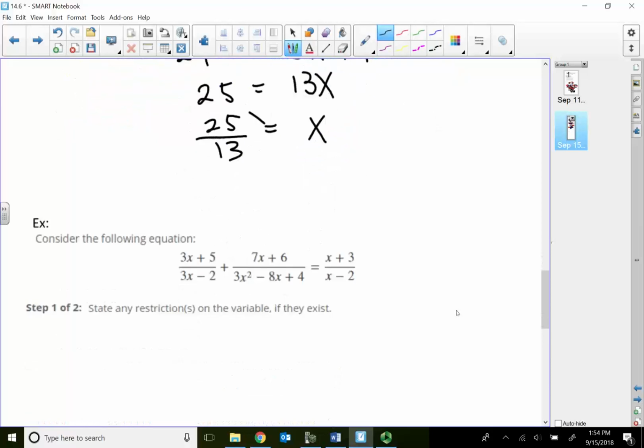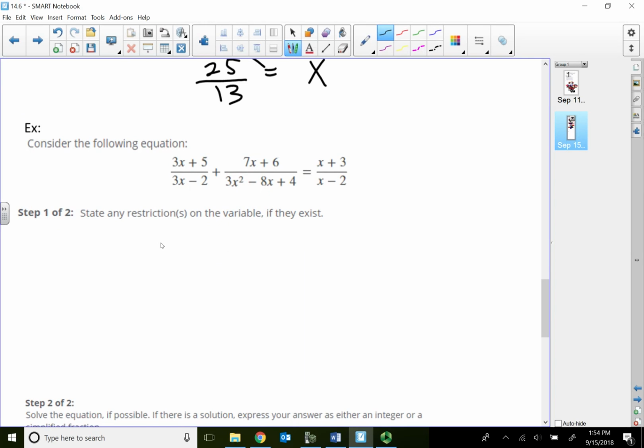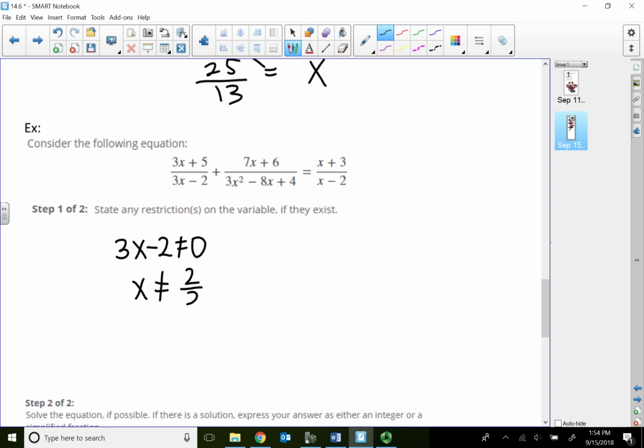Alrighty, let's do another big one here. Let's try another big one right here. Let's do restrictions. Let me go ahead and factor the middle one too. 3x minus 2 cannot equal 0, so x cannot be 2/3, right? Move the negative 2 over, divide both sides by 3. The third one here, x minus 2 cannot be 0, so x cannot be 2.